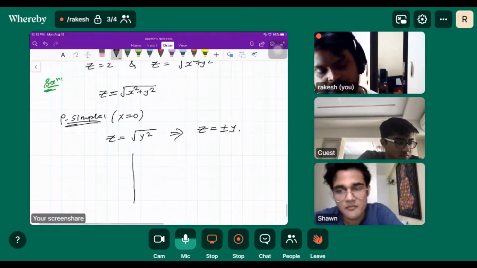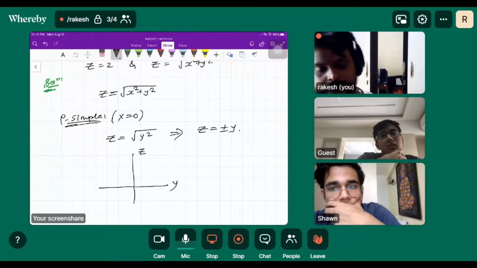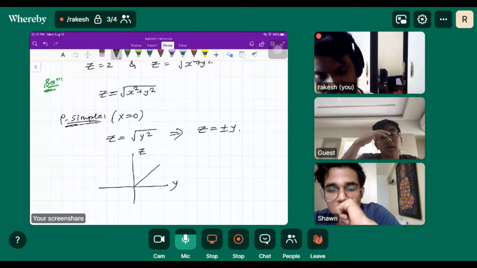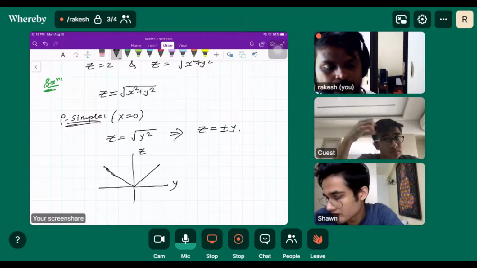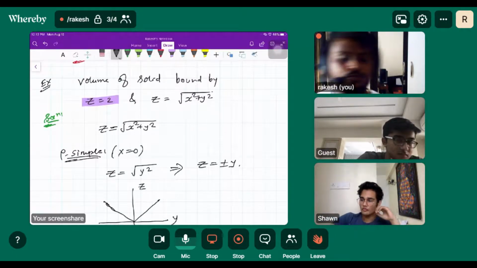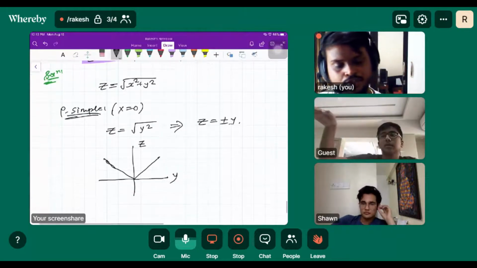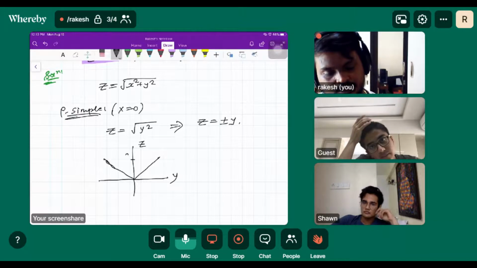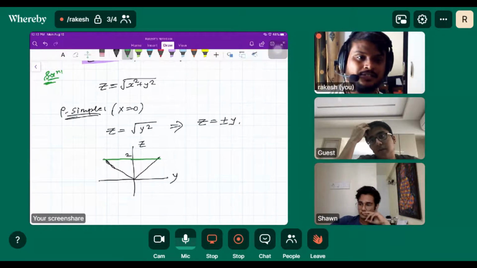So if we draw the region on the yz plane, we get this. And what is the next equation? That's z is equal to 2. The region is bound by these two equations. Let's say this is 2. So this is z is equal to 2. Now, can you imagine the region here? So we get a cone.